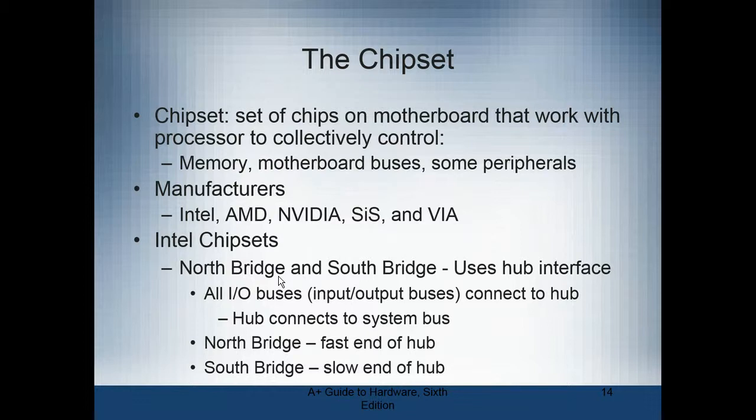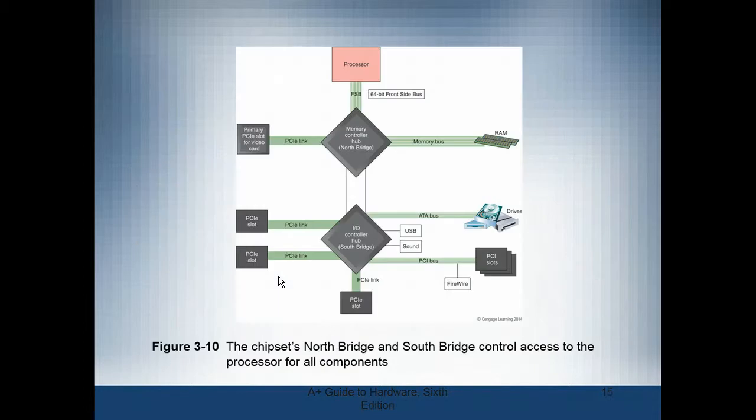When we go to the hub concept, we don't have a north and a south. We have things that are directly connected to the processor and things that are on a bus itself. So when we look at this, we have the processor connected to everything via the FSB, the front side bus. The primary PCIe slot is for the video card, so the video goes into the North Bridge, and RAM goes into the North Bridge.